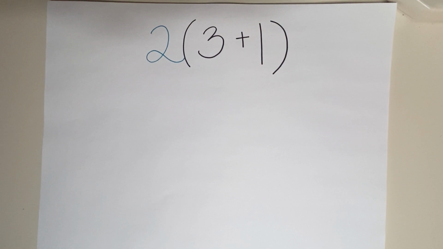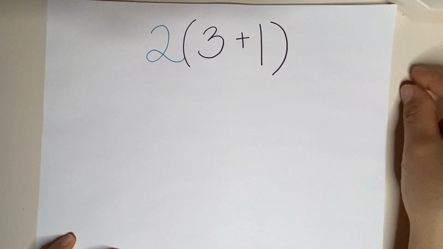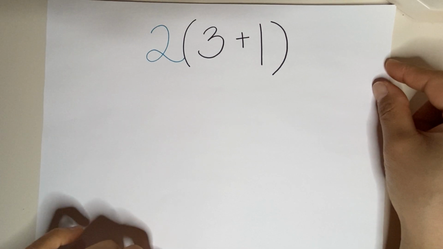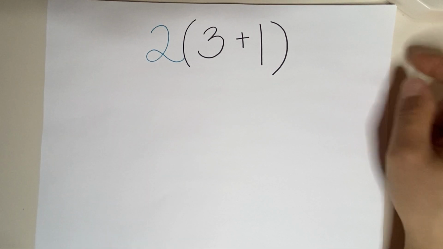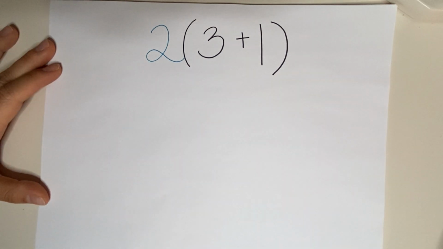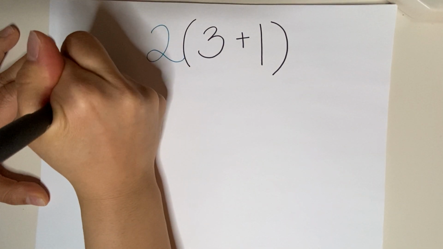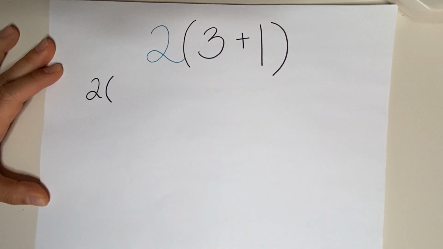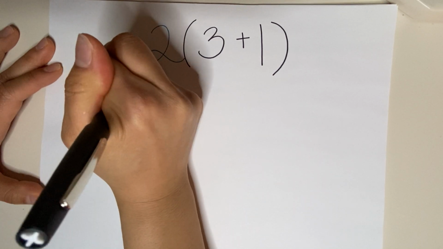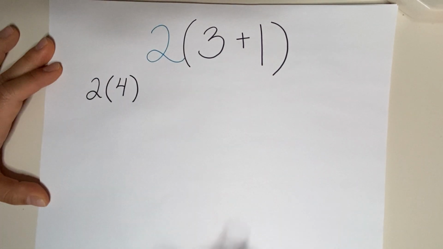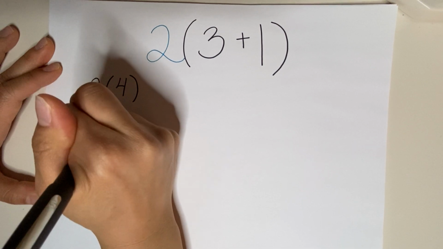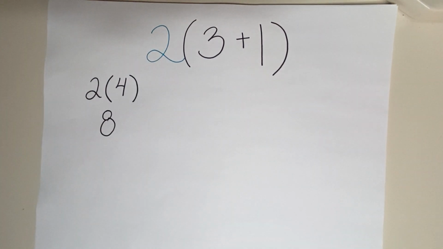So we see this problem, we have this 2 and then we have 3 plus 1 inside the parentheses. And if you are familiar with order of operations, you might solve this problem like so. You leave the 2 on the outside and you solve what's inside the parentheses first. 3 plus 1, that gets me 4. And then you multiply these together and get 8. Well, in this video, we are focusing on the skill of distributive property. So we're not going to do it this way.